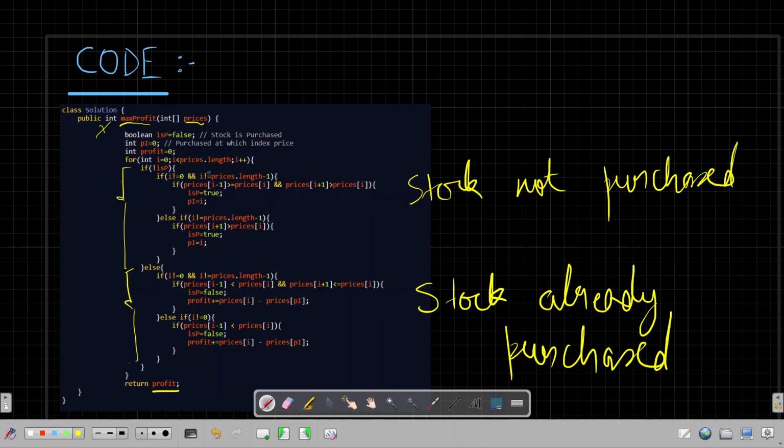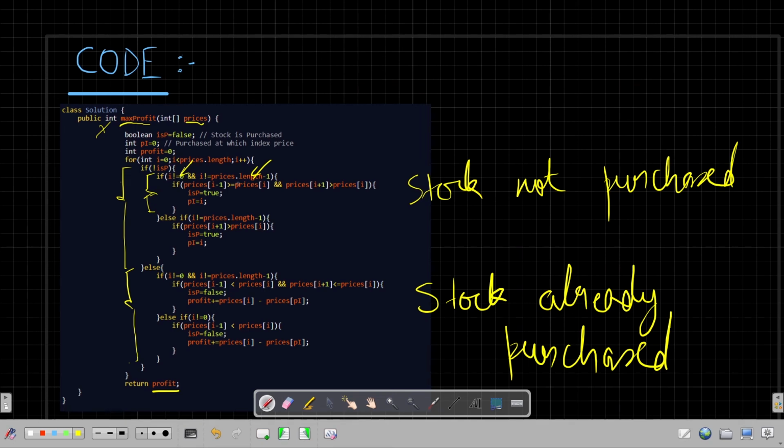Let me go to the inside. There is another if block which is handled specially, right? Why? If i is not equal to 0 and i is not equal to prices.length minus 1. This is the starting index and this is the ending index, right? The first and the last points are special and we need to handle them with more care. That's why I have kept them in a separate if block.